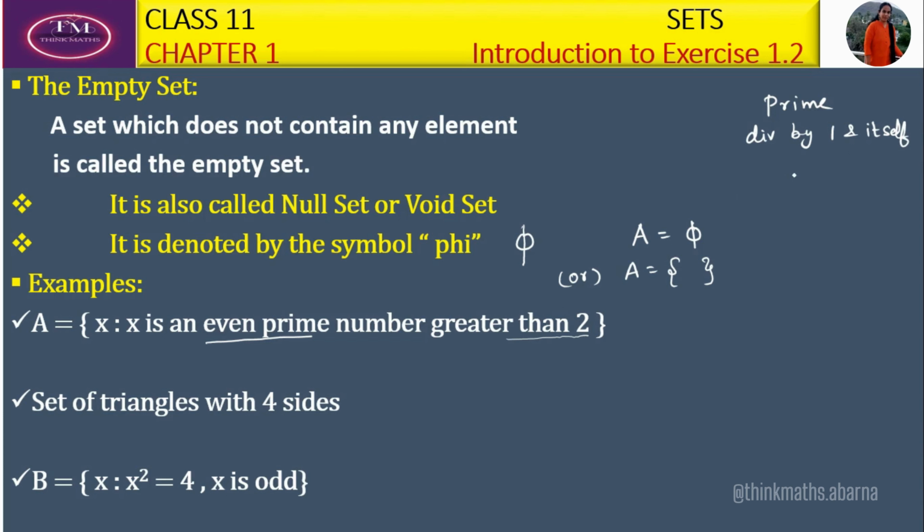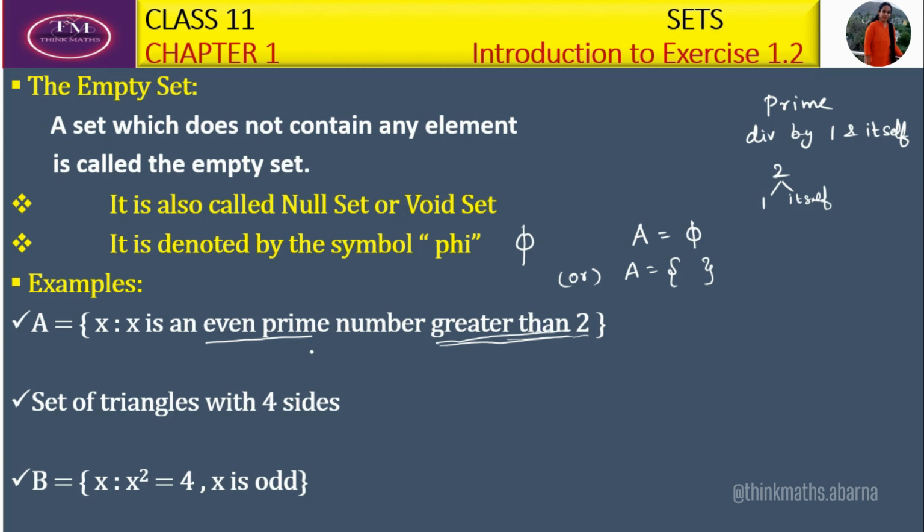So the first prime number is 2. 2 is divisible by 1 and itself. This is the only prime number which is even. Other prime numbers are not even. Here it is greater than 2, so greater than 2 means this 2 will not be included.